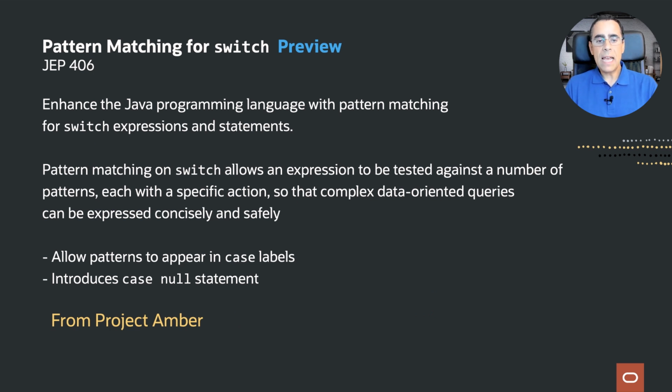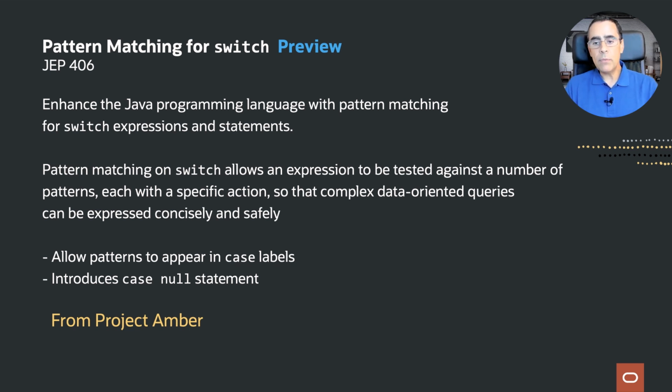JDK 17 adds, as a preview feature, pattern matching for switch expressions and statements. Being a preview means this change is not yet permanent, and using it will require a command line argument at compile and at runtime. More importantly, being in preview means that there is still a small window to provide feedback and improve the feature before it gets finalized. Preview features are not beta, they're fully specified and documented.